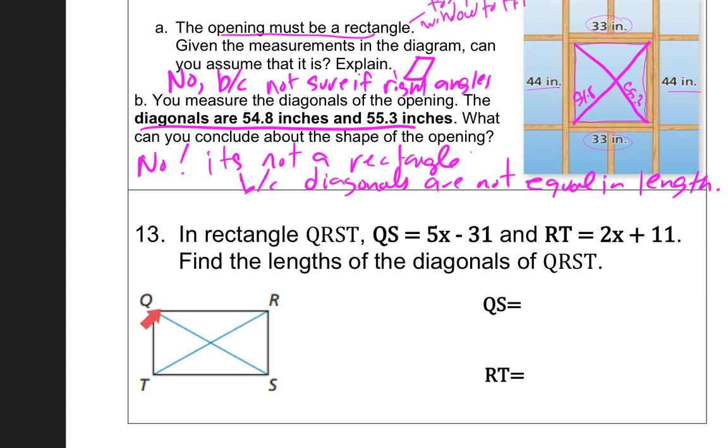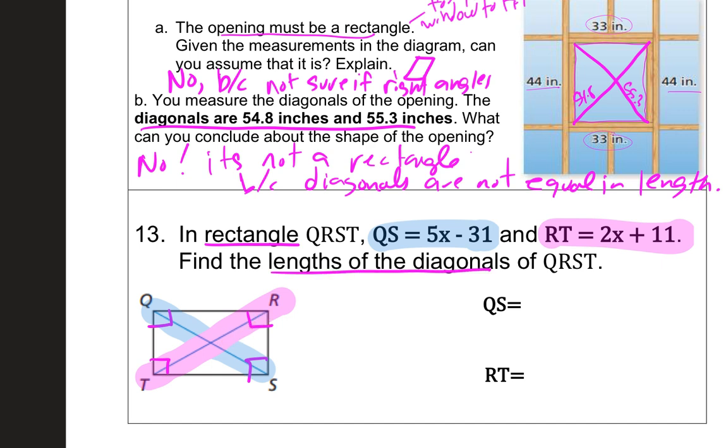It says in this rectangle QRST, so it goes Q, R, S, T. So they're talking about this rectangle. And by them telling us it's a rectangle, then we know that those are right angles, right? Okay. Then it says QS is this, so QS is that diagonal, right? And RT is this. R to T is that. Find the lengths of the diagonals. Okay? They want us to find the length of the diagonal.